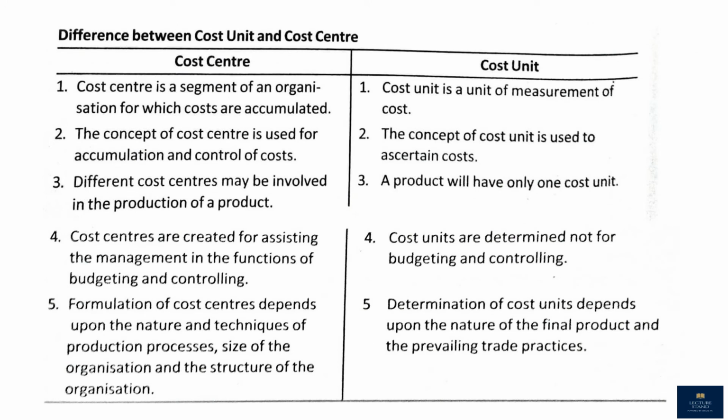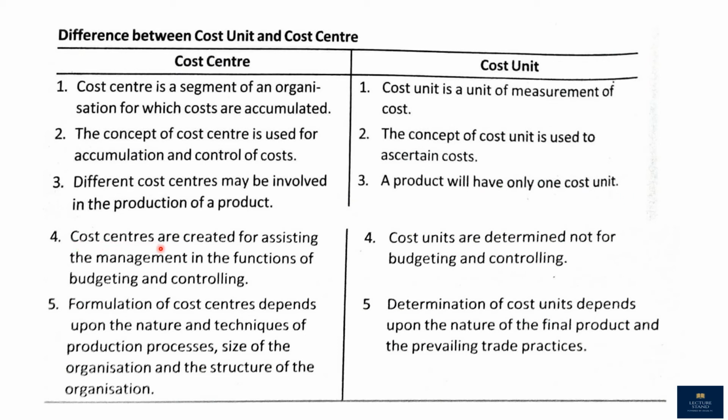Next, difference between cost center and cost unit. Cost center is a segment of an organization for which costs are accumulated, but cost unit is a unit of measurement of cost. Second one, the concept of cost center is used for accumulation and control of cost, but the concept of cost unit is used to ascertain cost. Third one, different cost centers may be involved in production of a product. A product will have only one cost unit.